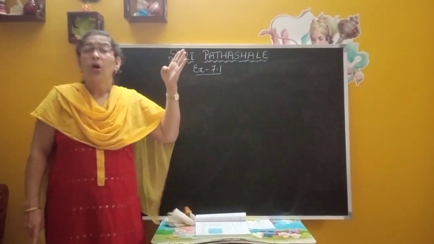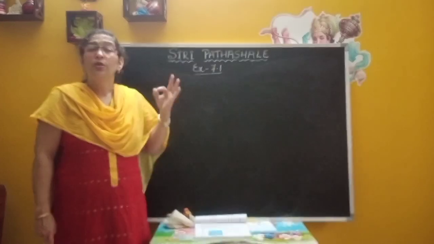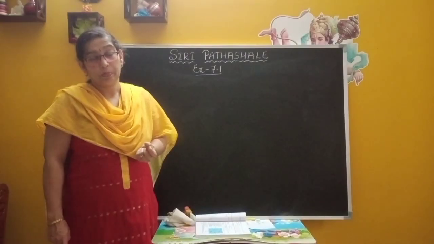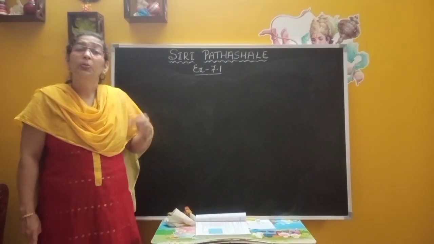In a square, all 4 sides are equal, all 4 angles are equal and diagonals are also equal. Okay, so what has to be proved here?